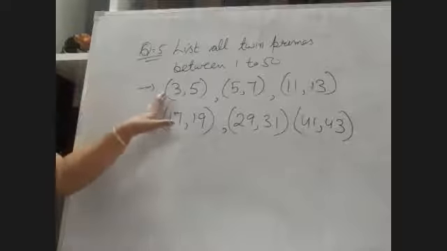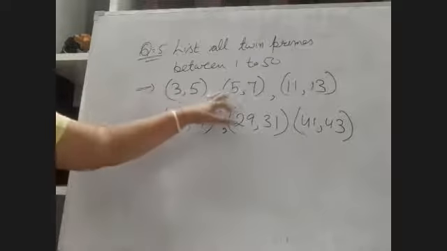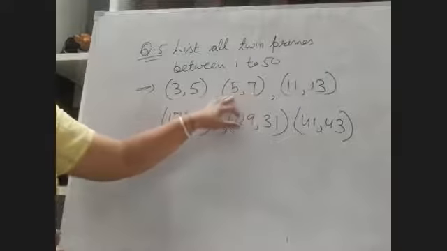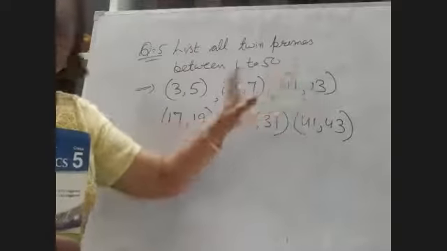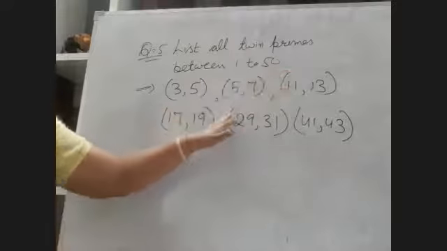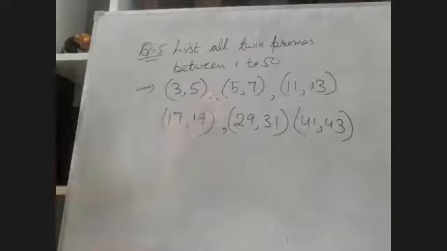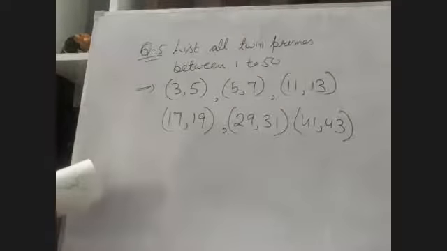For example, 3 and 5: 5 minus 3, the difference is 2. 5 and 7: 7 minus 5, the difference is 2. 11 and 13 both are prime numbers. Now check the difference, 2. So these are all twin primes between 1 to 50. Clear, students?